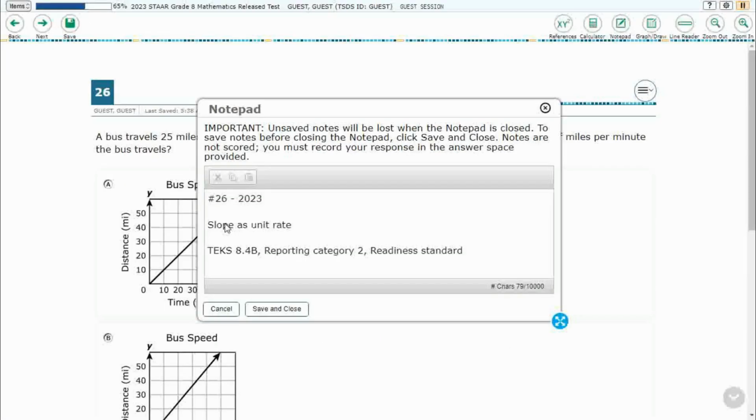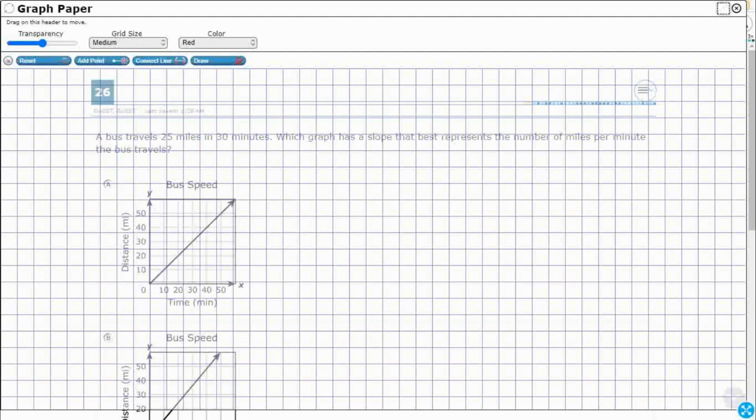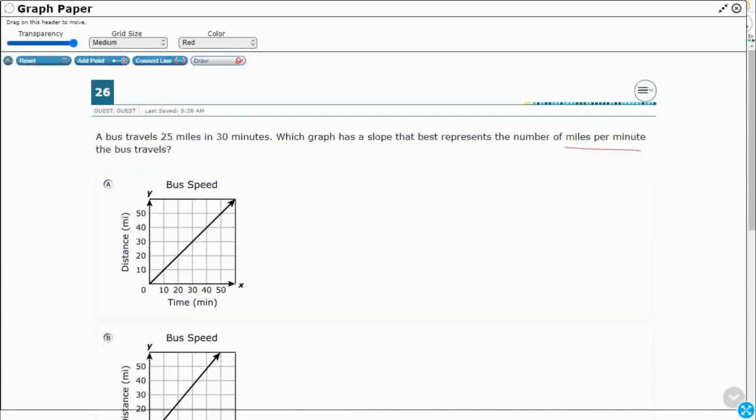Number 26, we are looking at slope as unit rate. This is reporting category 2, TEKS 8.4B, a readiness standard. And so we have a bus traveling 25 miles in 30 minutes. We need to find a graph that has a slope that best represents that miles per minute, right? And they give you the exact ratio they're looking for. Miles per minute. So miles over minute. And they've got 25 miles over 30 minutes. They give that to you in that form.